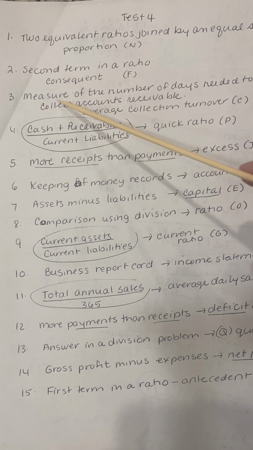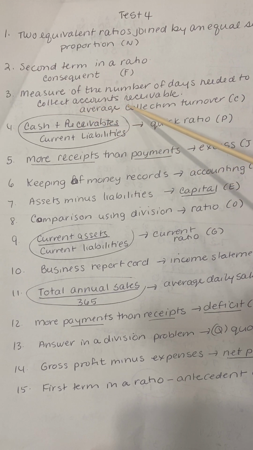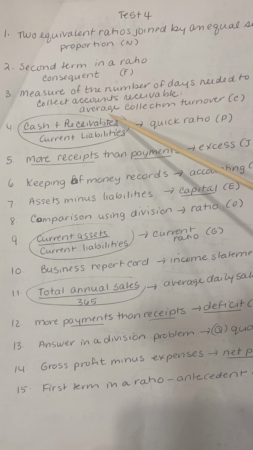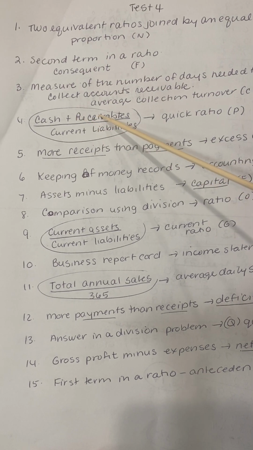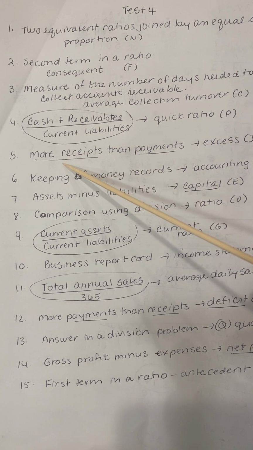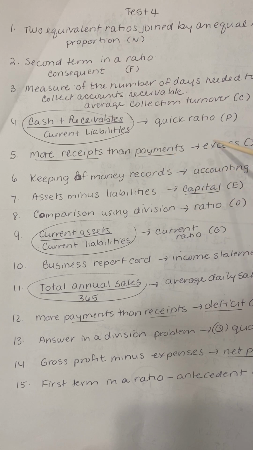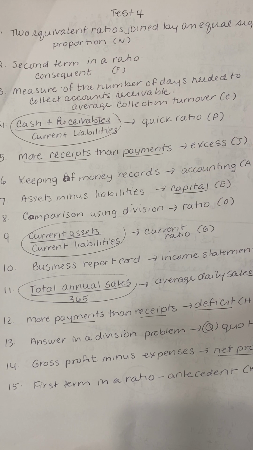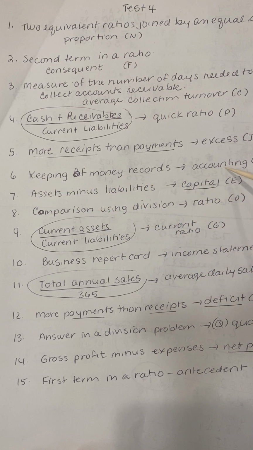So, number 3, the measure of the number of days needed to collect accounts receivable. We just did that, the average collection turnover, which is C. Number 4, cash plus receivables divided by current liabilities. We knew that as our quick ratio, D. Number 5, more receipts. If we have more receipts than payments, then we have an excess, J. Number 6, keeping of money records is accounting, of course. That's A.